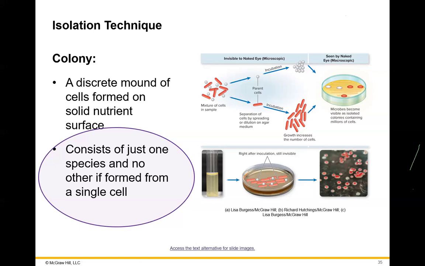And so the best way to do that is to get discrete colonies. Because a colony, once we get those little dots that we see on those plates, each one of those is a colony.